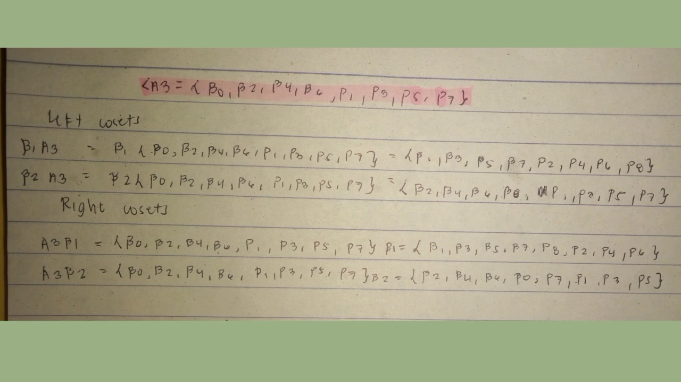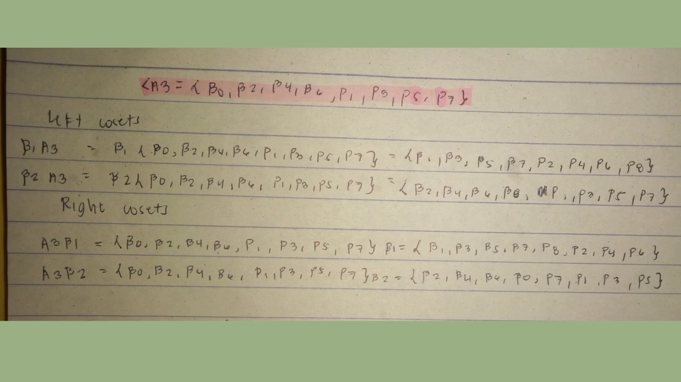So since left and right cosets are not the same, therefore it is not a normal subgroup. And the order of the factor group does not exist because the subgroup is not a normal subgroup.